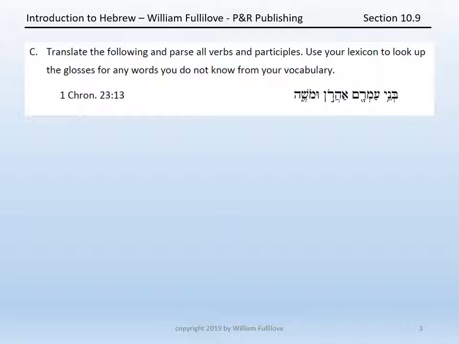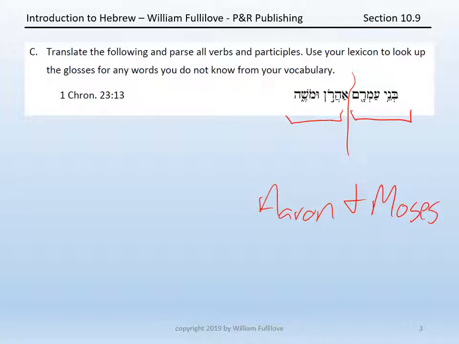Then section C gives you the chance to work on various clauses and phrases to both be using your knowledge of the construct phrase and the various grammatical forms from the first 9 chapters. For instance, the first is 1 Chronicles 23:13. B'nai Amram, Aharon u'Moshe. So I have two sets. I have proper nouns, Aharon u'Moshe, Aaron and Moses. And then I have another nominal phrase, this time a construct phrase, B'nai Amram.